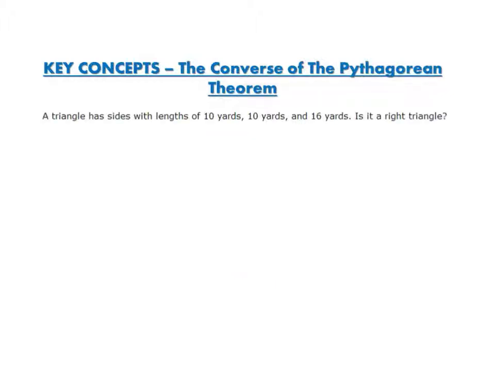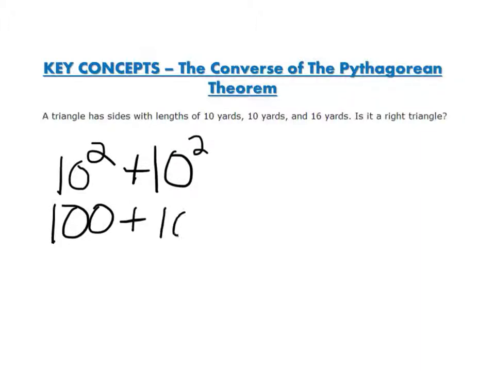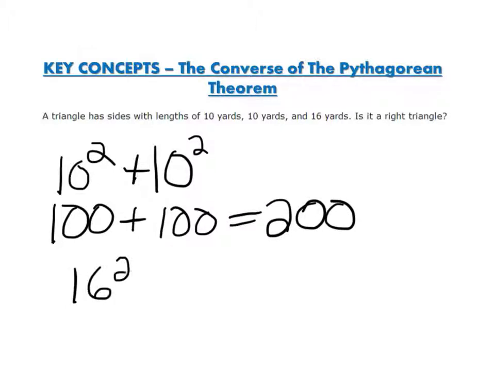Okay, here's the problem. A triangle has sides with lengths of 10 yards, 10 yards, and 16 yards. Is it a right triangle? So all we have to do is take the two legs, which are 10 yards and 10 yards, and square them, add them together, and see if it equals the square of that third side, which is 16 yards. So my two sides are 10 squared. And 10 squared is 100. And 100 plus 100 equals 200. And 16 squared equals 256.